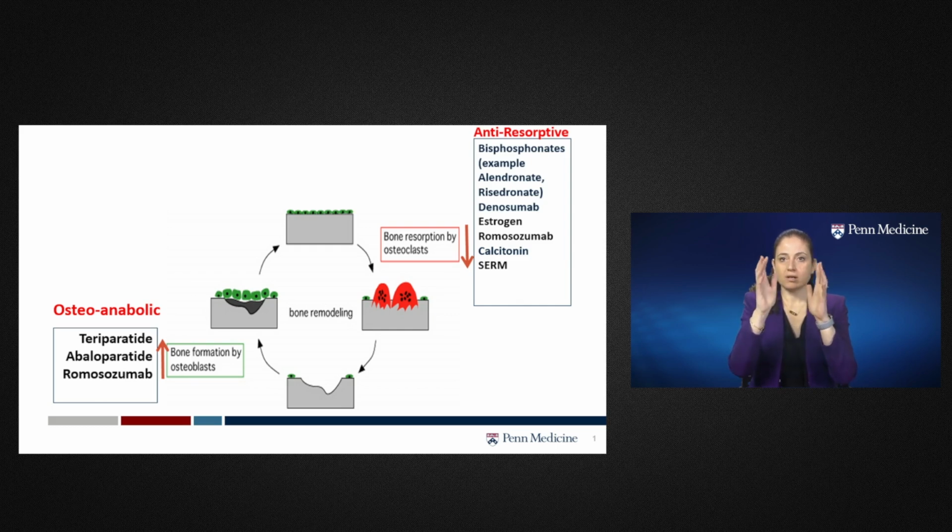With agents that are considered anti-resorptive agents, we expect those medications to either maintain your bone mineral density, or you might have a slight improvement in your bone mineral density. The hope with medications that stimulate bone formation, the osteo-anabolics like teriparatide, abaloparatide, and romosozumab, is that they help to stimulate bone formation.